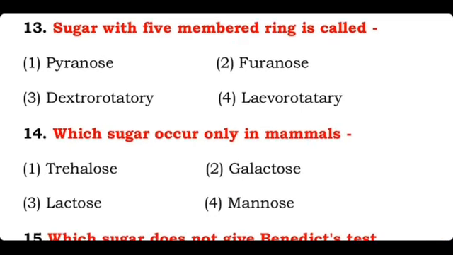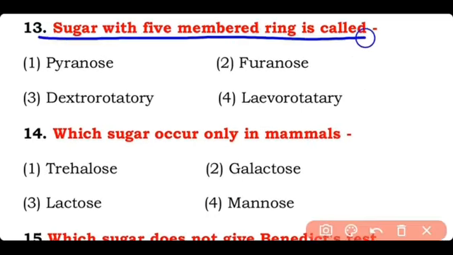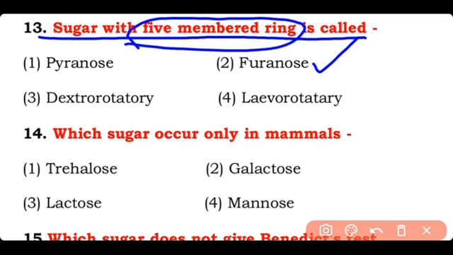Question number 13. Sugar with a 5-membered ring is called pyranose, furanose, dextrorotatory, levorotatory. So correct answer is option 2. Sugar that has a 5-membered ring is known as furanose, while the 6-membered ring is known as pyranose.